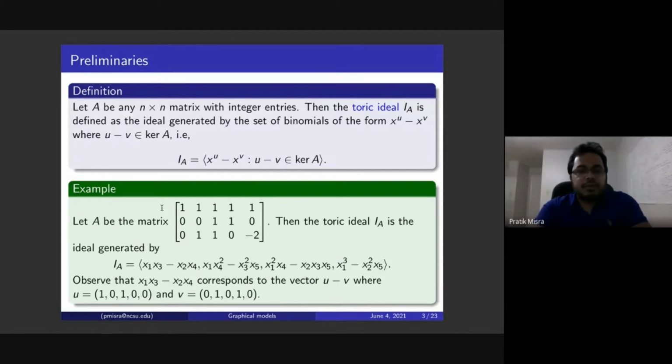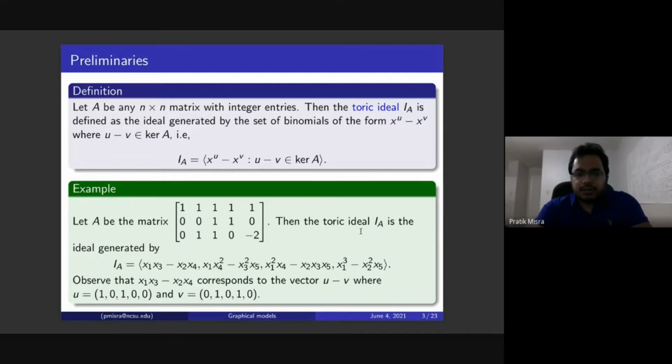The toric ideal is defined by using a matrix. Let A be an n cross n matrix with integer entries. Then the toric ideal corresponding to the matrix A is defined as the ideal generated by the set of binomials of the form x^u minus x^v, where u minus v lies in the kernel of A. In other words, the toric ideal corresponding to A is the ideal generated by x^u minus x^v, where A times (u minus v) is 0. Let's look at an example for this concept. Let's consider this 3 cross 5 matrix.